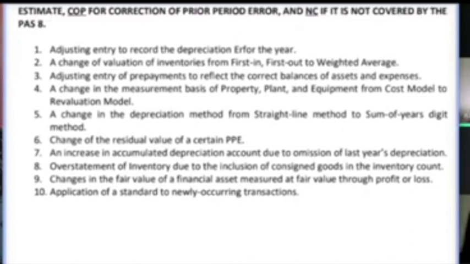Number 9, changes in the fair value of a financial asset measured at fair value through profit or loss. Our answer for number 9 is CAE, sir. Okay, because fair values are merely estimates, class.